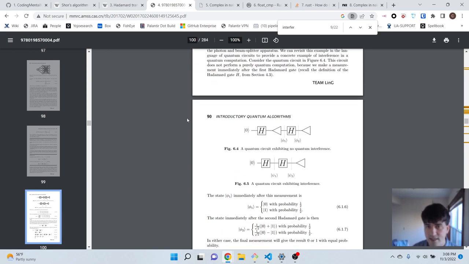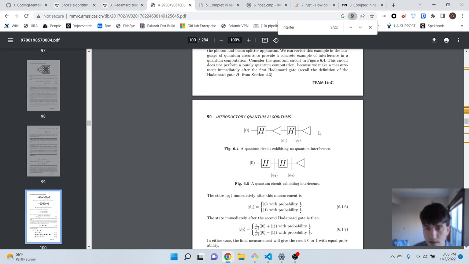So the idea here is that if you take a basis state like zero and measure it, you always get zero. You put it through a Hadamard gate, and it is now rotated into a perfect superposition of zero and one. If you measure it, you will get 50-50, 0 or 1. Whichever one it is, if you measure it again, you will get the same one. So at the end, it's 50-50.